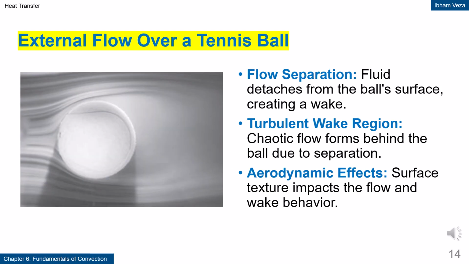The flow around a ball shows flow separation that creates a wake region behind the object. After separation, the flow becomes irregular and forms a turbulent wake. The surface texture of the ball can affect the separation point and the size of the wake. This phenomenon is very important in aerodynamics and also influences heat transfer. The interaction between the flow and the object geometry determines drag and thermal characteristics.